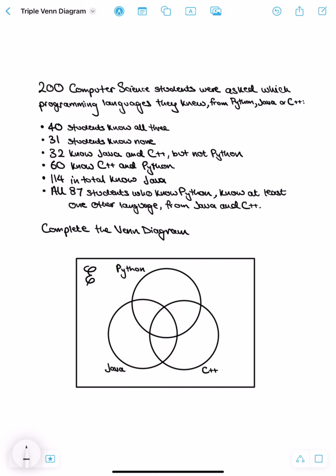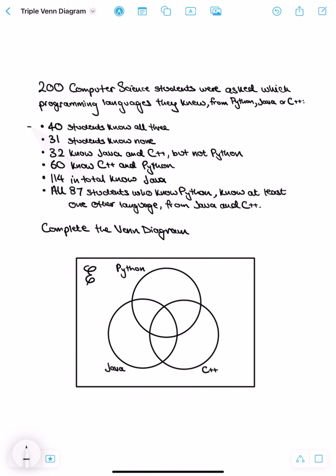Triple Venn diagrams catch a lot of people out, but I'll show you the trick to make sure you fill in the correct parts of the diagram each time. So 200 computer science students were asked which programming languages they know from Python, Java, or C++, and these are the responses. Complete the Venn diagram. So let's go through each fact one at a time.